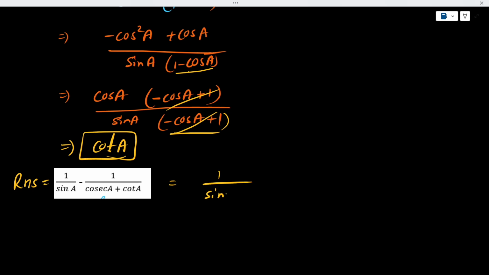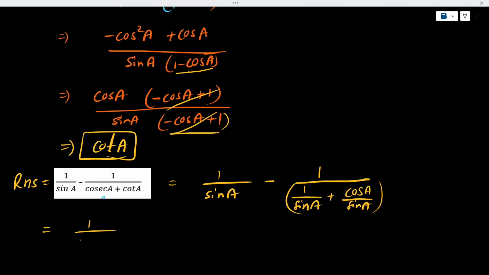1 by sin A is going to be as it is, minus. Make sure you are using bracket if there are two terms. So 1 by sin A plus cos A by sin A, right? Again, the LCM is going to be sin A because the denominators are the same in the second term. So sin A minus sin A will come in the numerator by bracket here. It is going to be 1 plus cos A, right?